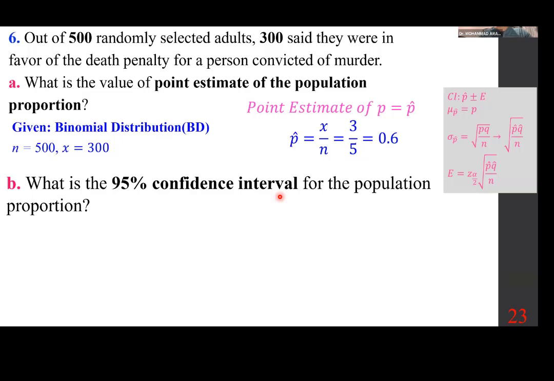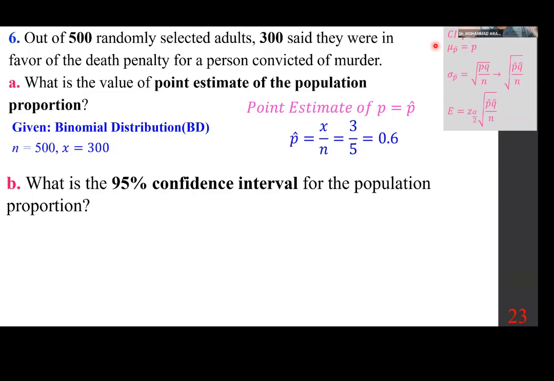And the formulas are as follows. Instead of X bar, now P hat plus minus E, where mu of P hat is P. So sigma of P hat is square root of PQ over N. However, P is missing, so we use square root of P hat Q hat over N. And E is Z times square root of P hat Q hat over N.